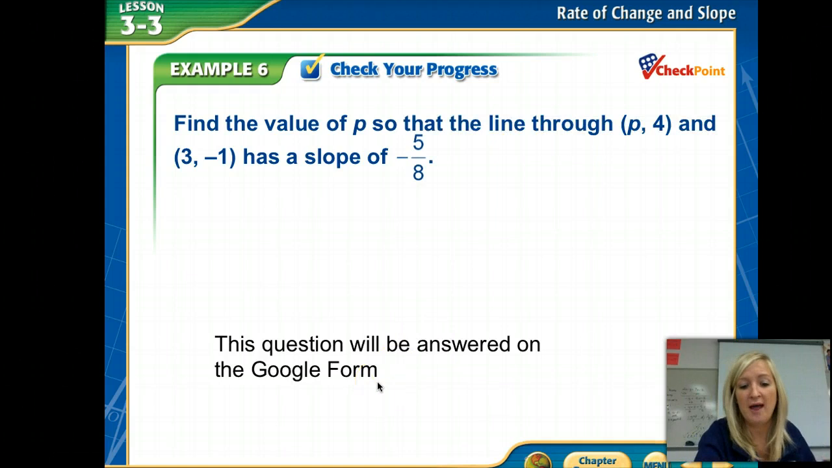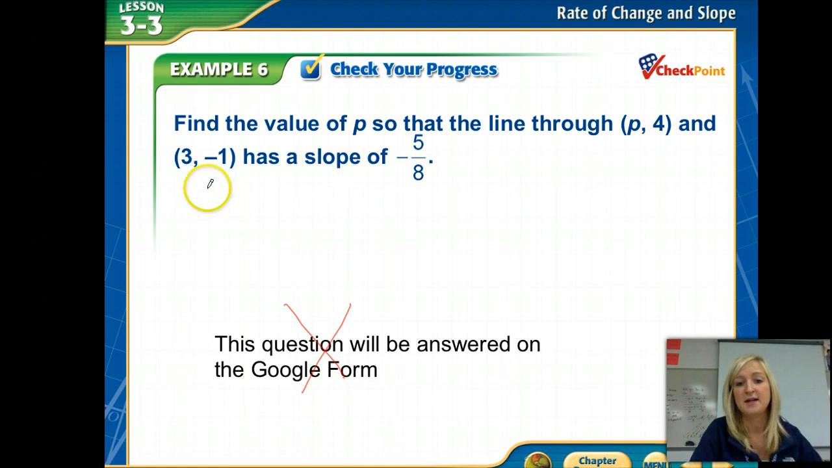This question will actually not be on the Google form. We already had an open-ended question on the Google form. But what I want you to do is take a minute to answer this, and then we'll come back and see if you got the same answer as I did. So pause the video, and then we'll come back and check.